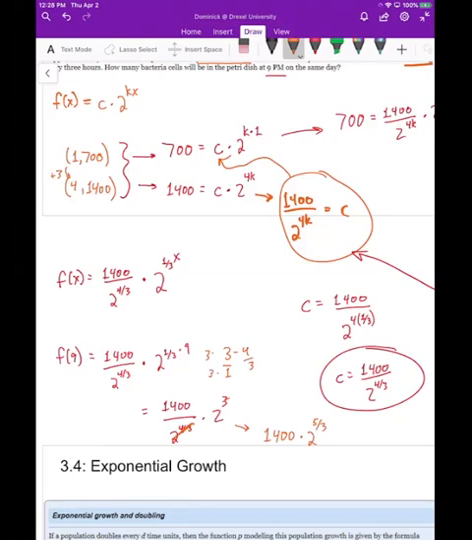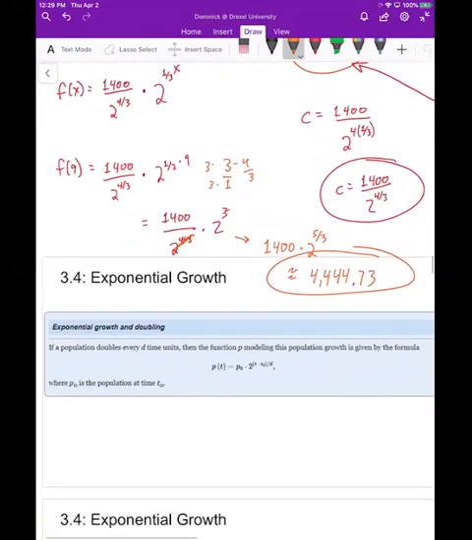5/3. And we get that this is roughly equal to 4,444.73. So that's how many bacteria cells we can expect in the colony.